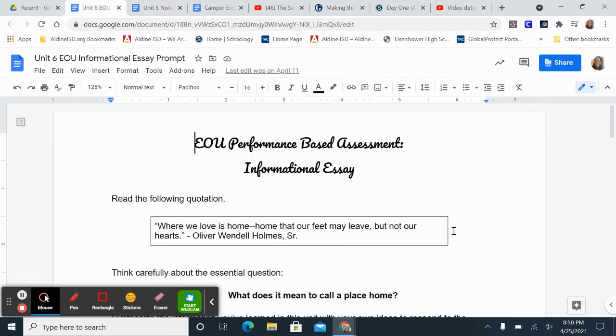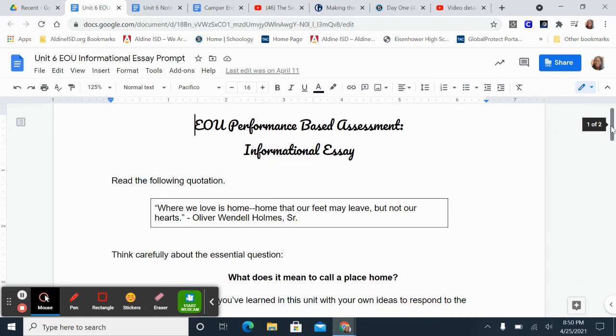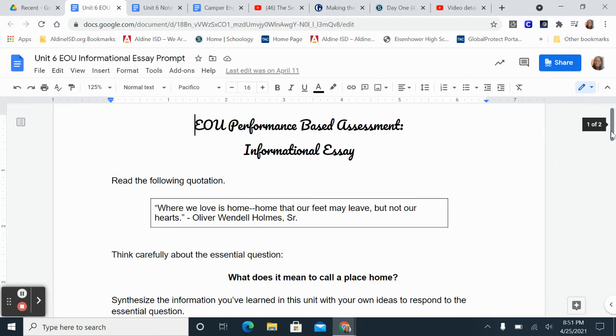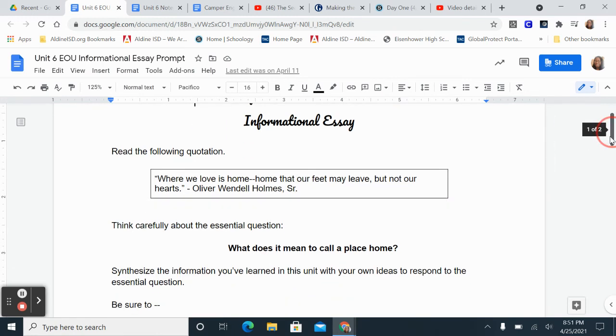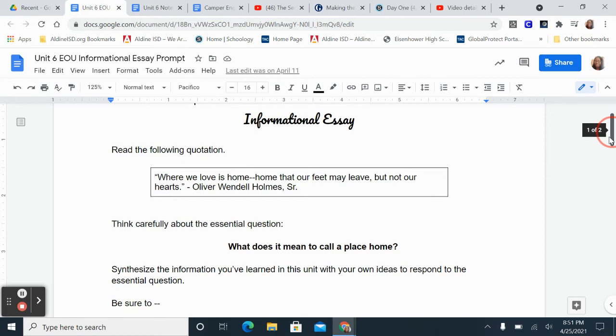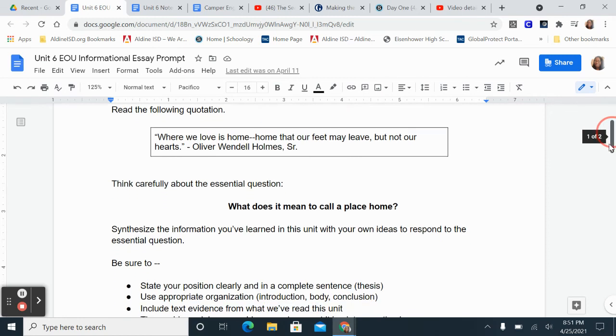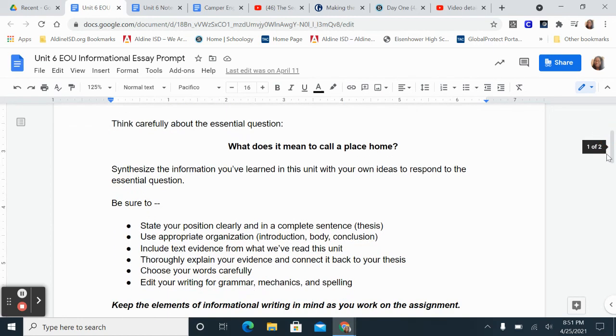So just a reminder, the unit essay, which you're actually going to start working on next week, is an informational essay that you have to write. And the question is, what does it mean to call a place home? The idea here is that you are going to be using details from all the different texts that we've read today to answer this question. What does it mean to call a place home?